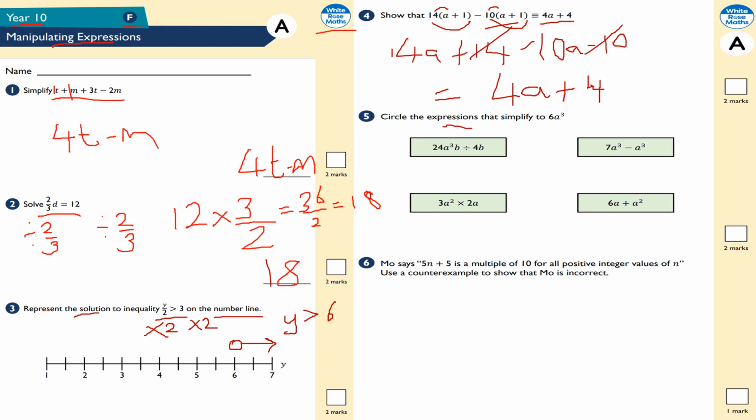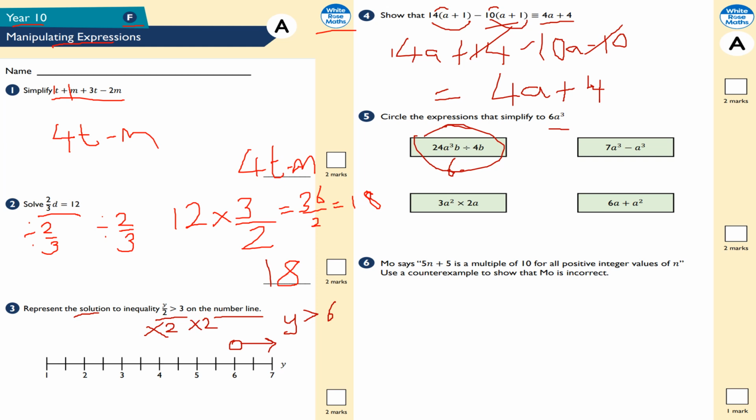Question number 5. Circle the expressions that simplify to 6a cubed. Okay, so taking our time here. So this one, 24 divided by 4 is going to be 6. And then I'm going to have a cubed, and then b divided by b is equal to 1. So this one does simplify to 6a cubed.